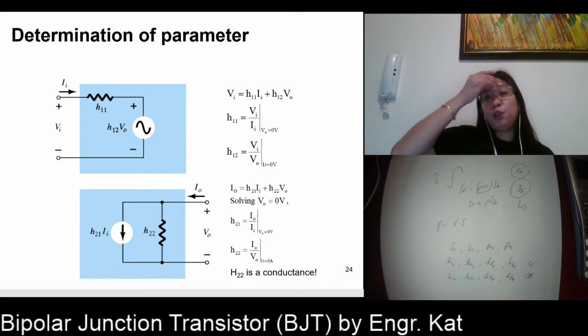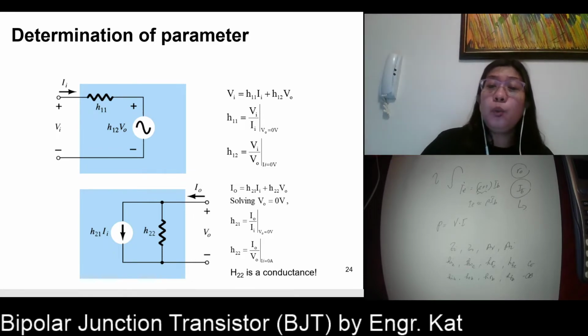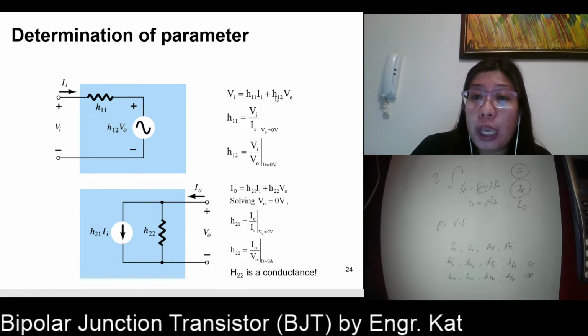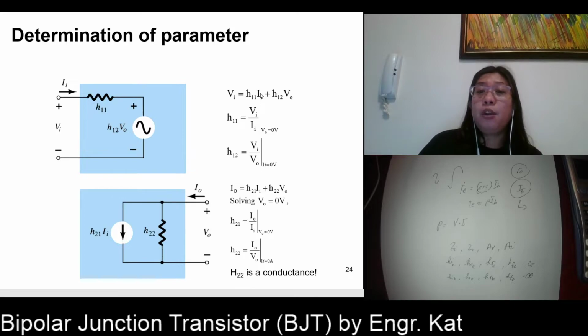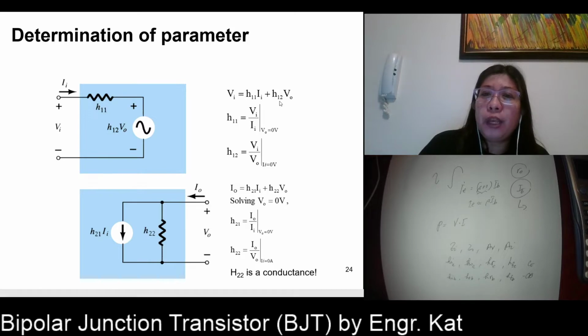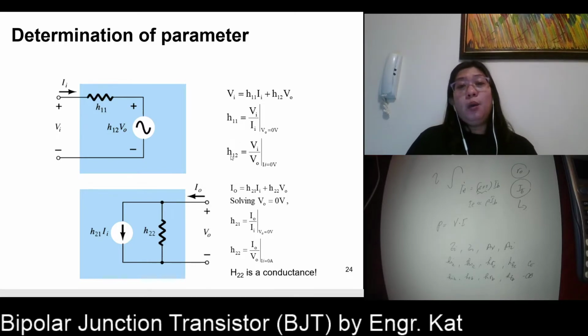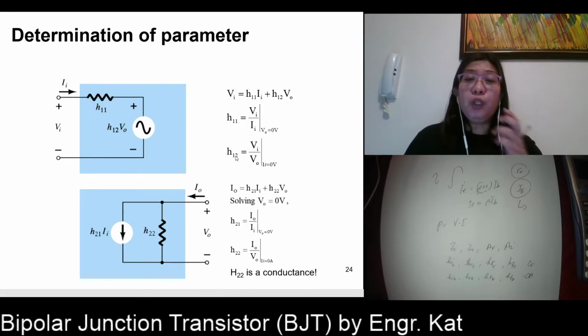Okay? How about H12? How do we solve for H12? We need to make this equal to 0. How are you going to make this equal to 0? This is a current source. So how do you make a current source equal to 0? You have to turn this into an open circuit. When this is already open circuit, then we can solve for H12. So what is H12? H12 is equivalent to VI divided by VO. Why H12? Because the numerator is from the input side and the denominator is from the output side.